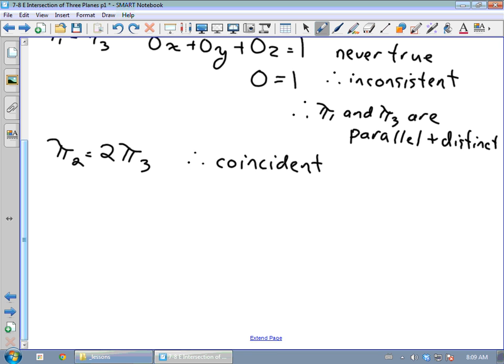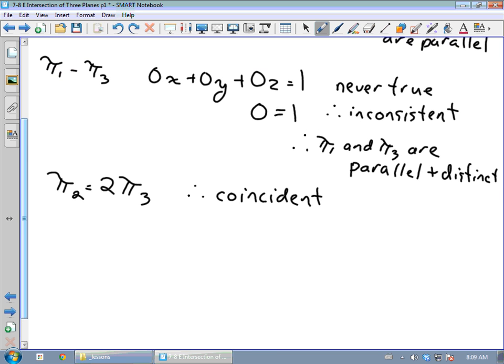So we know now that our system has two planes that are coincident, plane 2 and plane 3, and the third plane, plane 1, is parallel and distinct. And we already knew that our system was inconsistent. So that's all we really need to do here to answer this question. Two planes that are coincident, and one plane that is parallel and distinct.